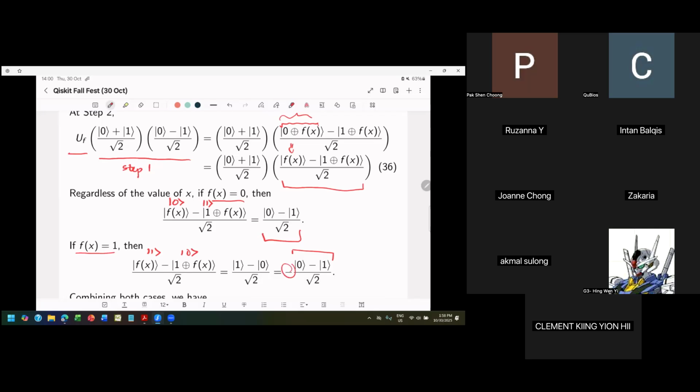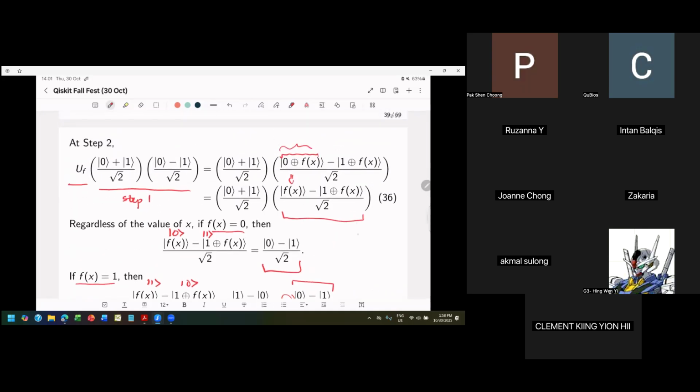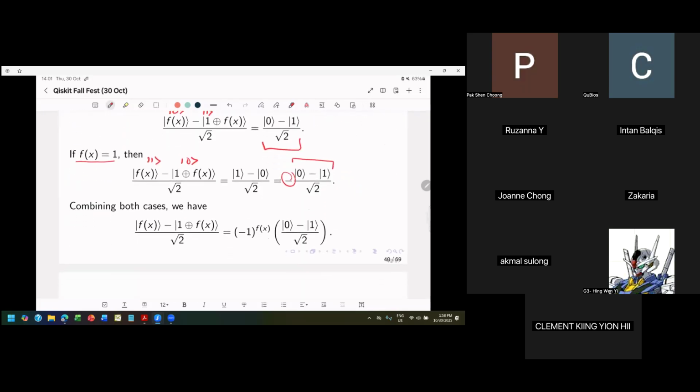Can we simplify that? What you can do is say that the whole bracket on equation 36, you can just write 0 minus 1 divided by square root 2, because this stays constant. And then you have a minus sign, which depends on the value of fx. If fx equals 0, then there's no minus 1. If fx equals 1, then you have a minus 1. So far, so good.